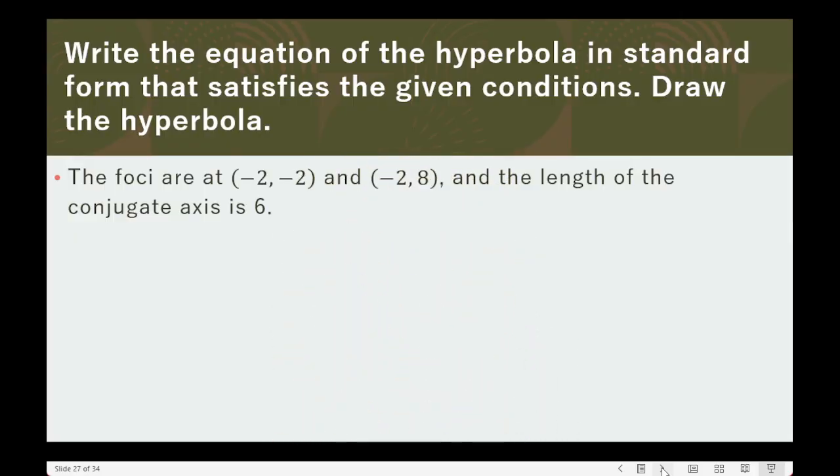Okay, so our next example, as usual: write the equation of the hyperbola in standard form that satisfies the given condition and draw the hyperbola. The given condition this time is that the foci are at coordinates -2, -2, and -2, 8, and the length of the conjugate axis is 6. For our solution, find the center, h, k. The center is actually the midpoint of the two foci. So we get the y coordinate of the center, since it is automatic that the x coordinate is -2.